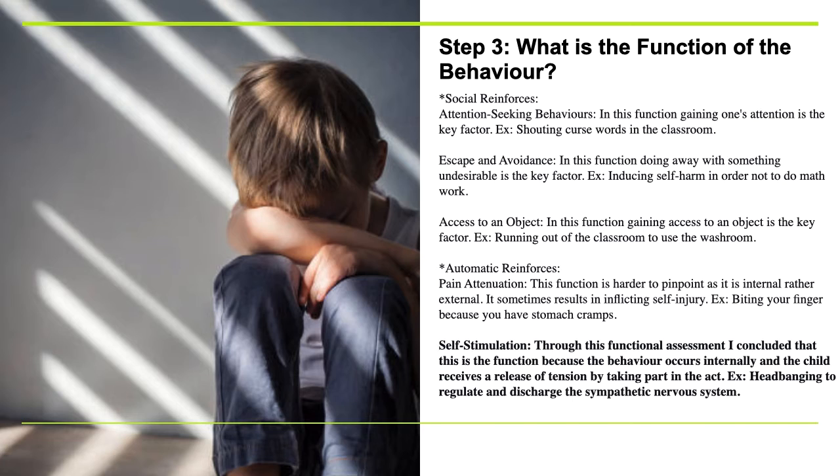Access to an object. In this function, gaining access to an object is the key factor. An example is running out of the classroom to use the washroom. Examples of automatic reinforcers. Pain attenuation. This function is harder to pinpoint as it is internal rather than external. It sometimes results in inflicting self-injury. An example: biting your finger because you have stomach cramps.